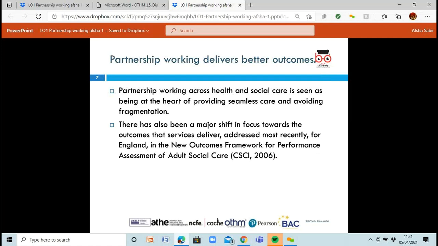So when you do partnership working, it's there to help you deliver better outcomes. Partnership working is seen as the heart of providing seamless care and also to avoid fragmentation. There's also been a major shift towards the outcomes that the services deliver. So it's in accordance with the new outcomes framework for the performance assessment of adult social care. So just actually seeing that, not the fact that they're just there, but making sure that what they're providing is covering what needs to be covered, that you're actually addressing the needs of the people that you're going towards.